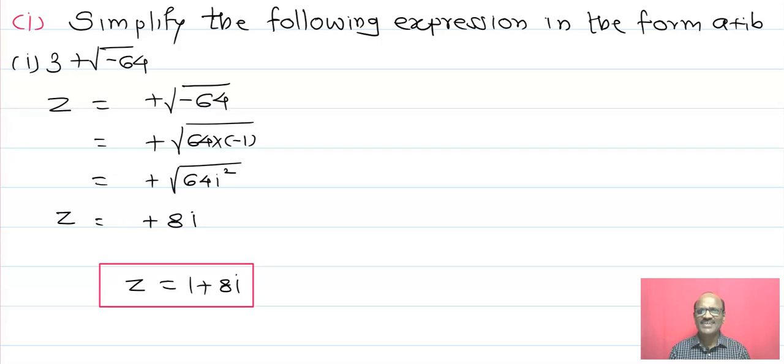That is, I had changed there. There was a 3 there. I forgot to write that number: 3 plus the square root of minus 64. I am changing it. That is, z is equal to 3 plus the square root of minus 64.